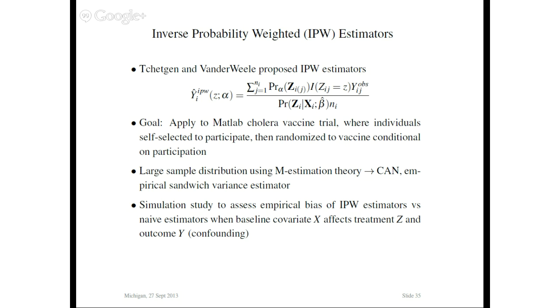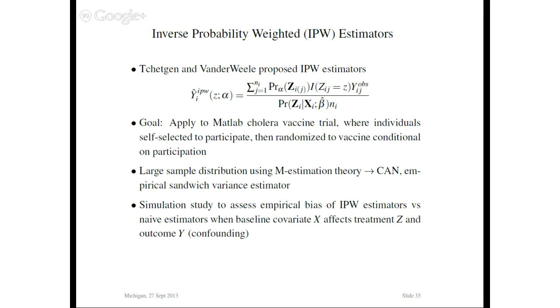The idea here is you take the observed responses for individual J in group I, and you inverse weight it by this estimated group level propensity score. Here, Xi denotes baseline covariates for group I, and somehow you model the probability of the treatment assignment vector for that group. So you might use, for example, a mixed effects logistic regression model. And I'm assuming we can do that well, and this is an estimate of that model.